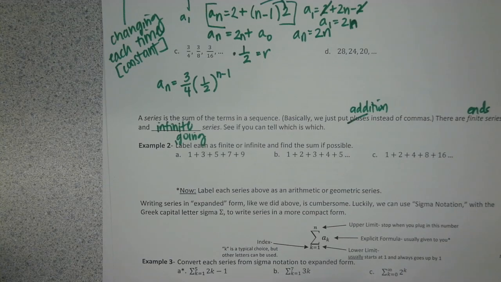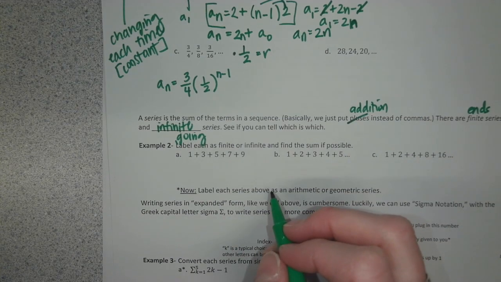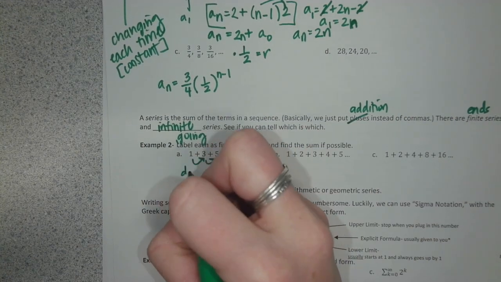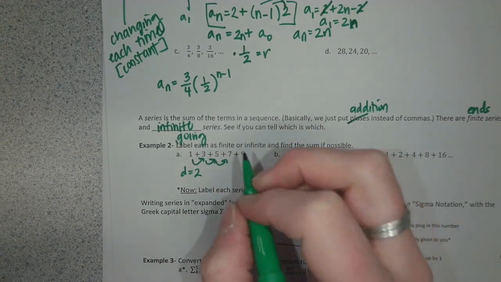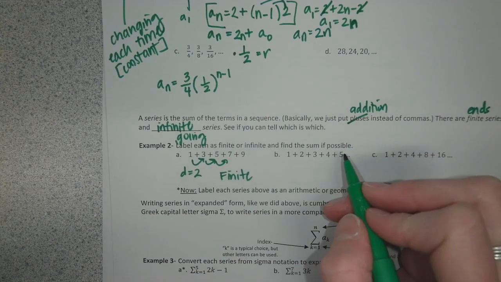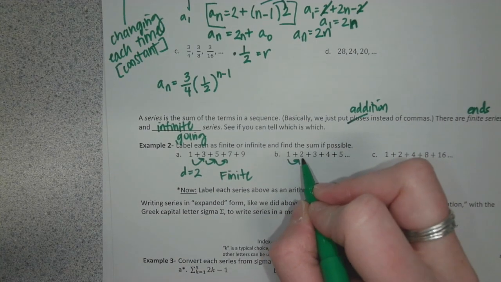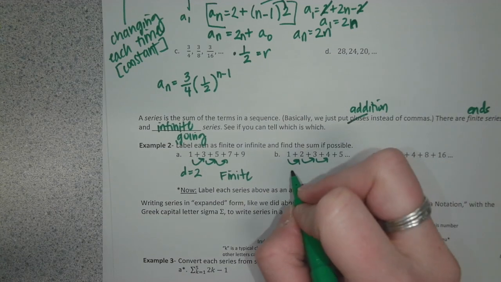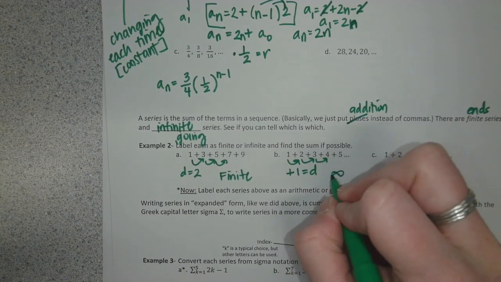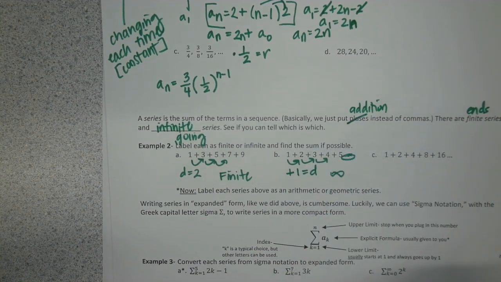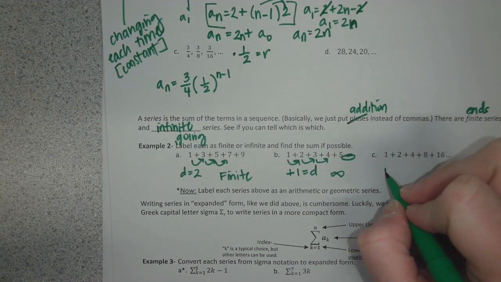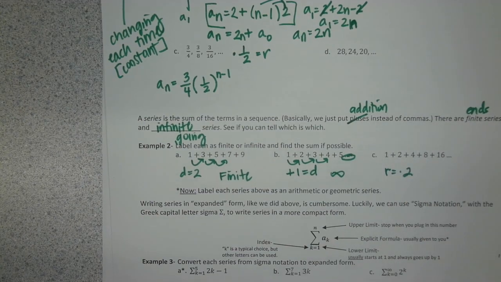Okay, so this guy here, each time from 1 to 3, 3 to 5, 5 to 7, our common difference is 2. And it stops, right? So this is going to be a finite series. This one here is going 1 to 2, 2 to 3, 3 to 4, so we are adding by 1 every time. That's our common difference. This one is an infinite series because it doesn't stop. And the same with this guy, it's an infinite series. But this time we're multiplying, so our common ratio would be 2 because our numbers are getting larger.